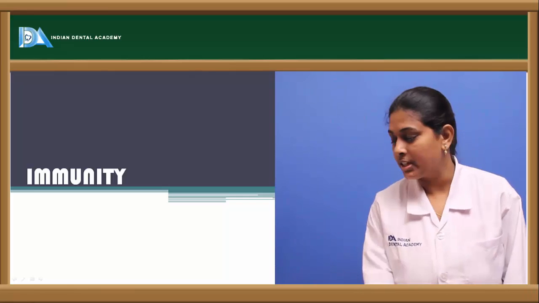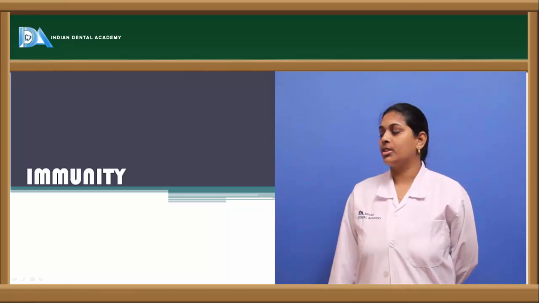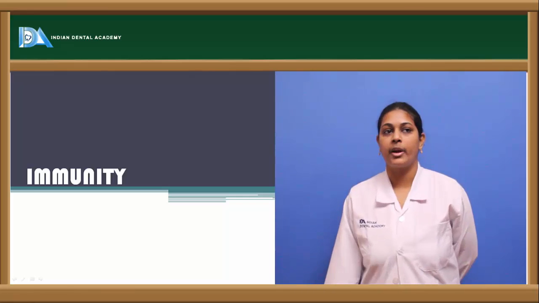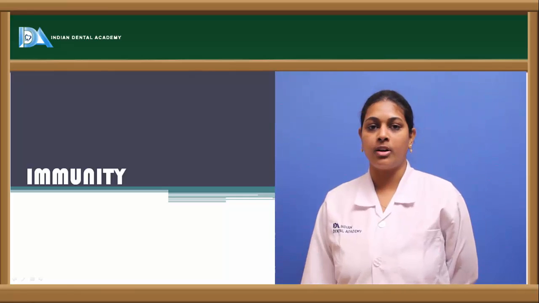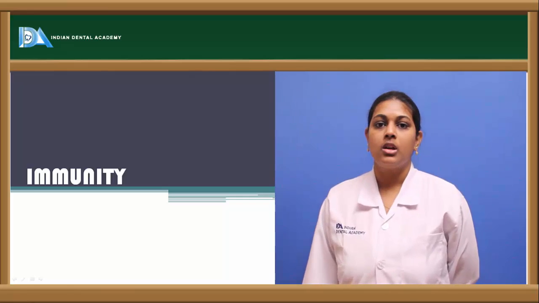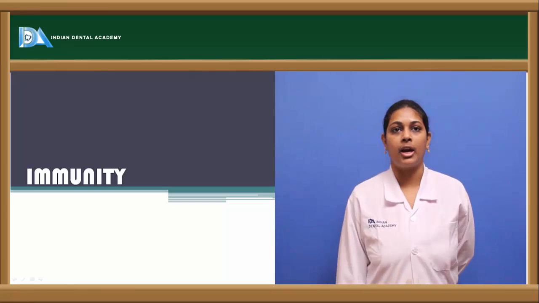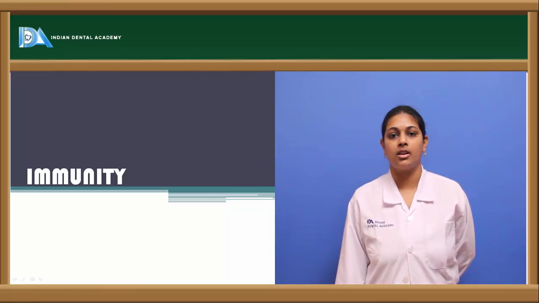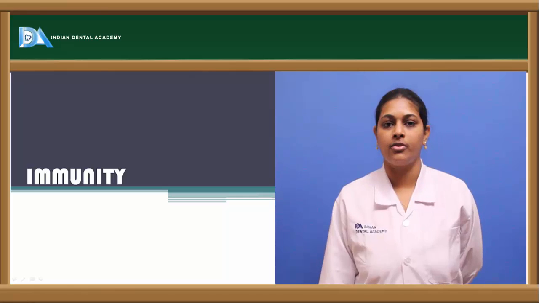So today we'll be dealing with immunity. Immunity, in simple words, is the capability of the body to fight against foreign antigens or microorganisms. To define it, it is a balanced state of maintaining adequate biological mechanisms to fight against infections, microorganisms, or other invading substances which are harmful to our body.